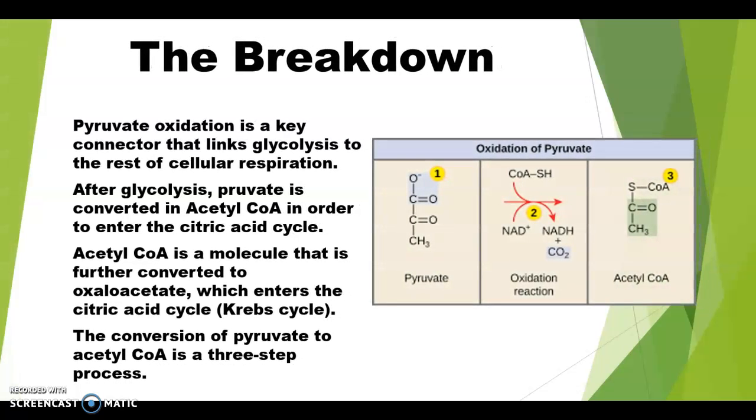The breakdown. Pyruvate oxidation is a key connector that links glycolysis to the rest of cellular respiration. After glycolysis, pyruvate is converted into acetyl-CoA in order to enter the citric acid cycle. Acetyl-CoA is a molecule that is further converted to oxaloacetate, which enters the citric acid cycle, also known as the Krebs cycle. The conversion of pyruvate to acetyl-CoA is a three-step process, and I have that in the photo here on the right, and we'll go into these in further detail.